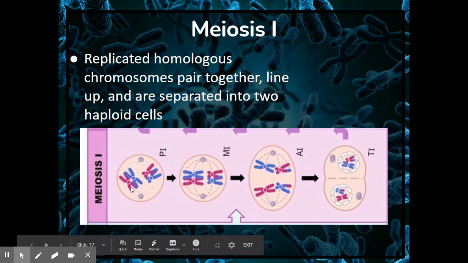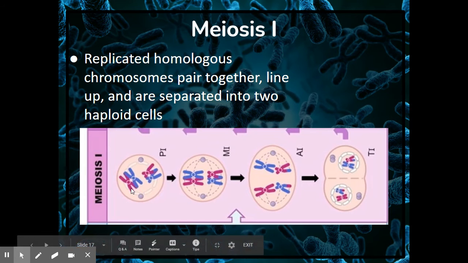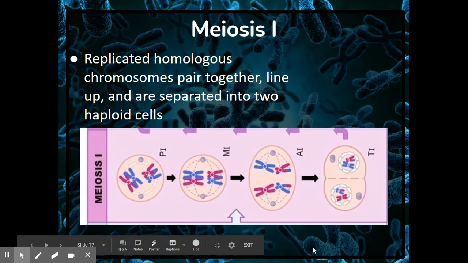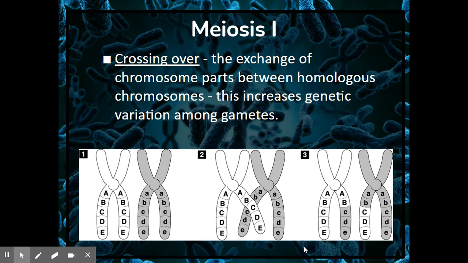Okay, so here we go through the first phase, because we're on 2 phases of meiosis, and we're going to have prophase 1, metaphase 1, anaphase 1, and telophase 1. Now you notice that it looks a lot like mitosis, but not quite, because we don't have the separation. And then you have crossing over. Crossing over is the exchange of chromosome parts between homologous chromosomes. This increases genetic variation among gametes, okay?